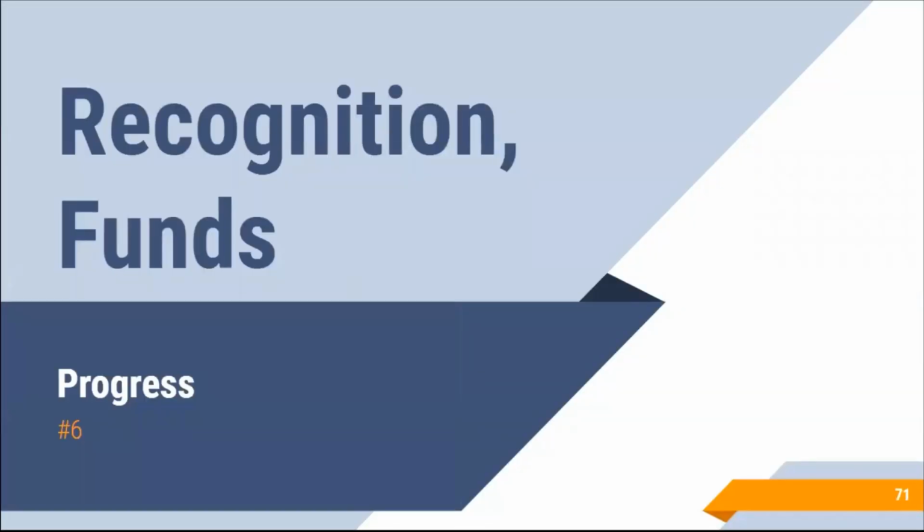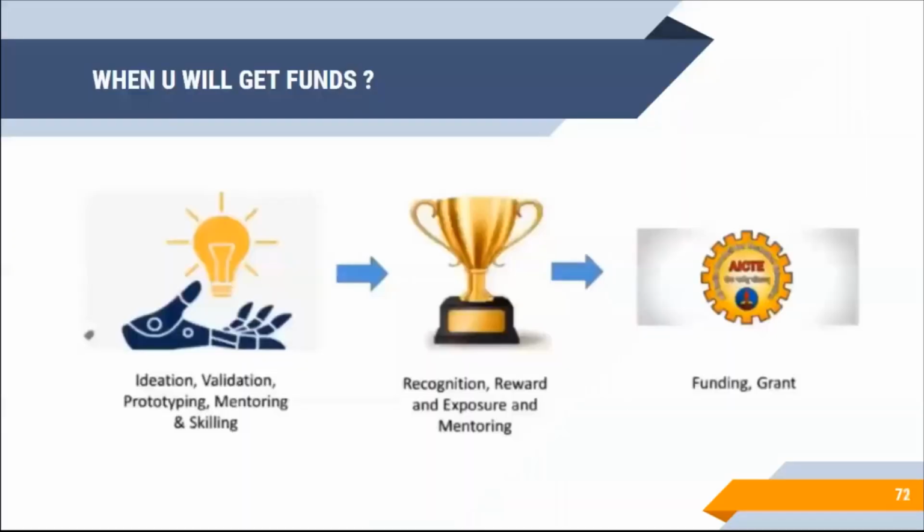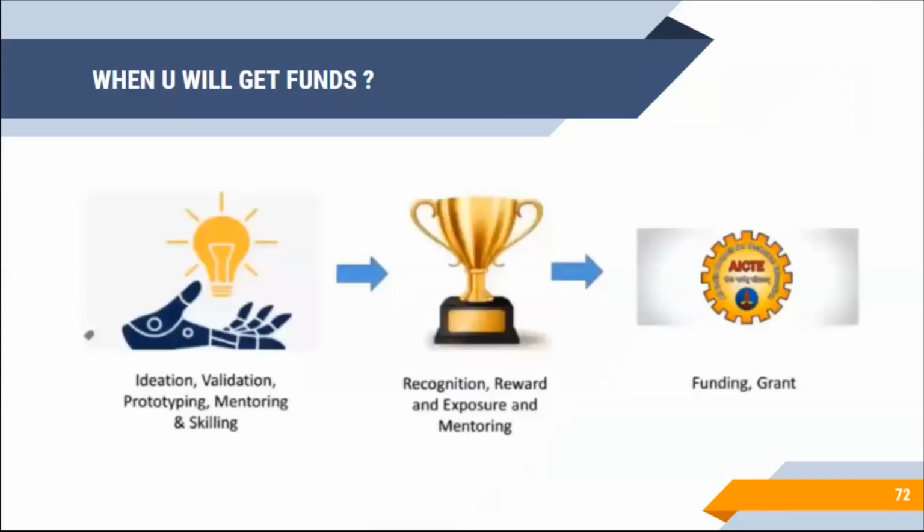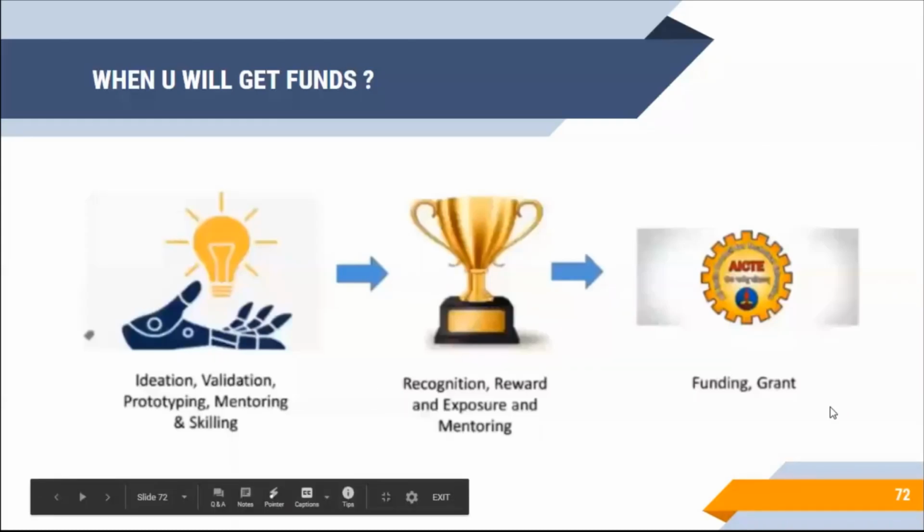Then recognition and funds. Once you are ready with the products, if you are not able to have money to develop it, how to get funds? So the first thing is, I told, ideation. We have to develop a prototype, and after some mentoring and skilling, we have to publish that work in events like hackathons or events conducted by MHRDs or IIC, so that you will go, and if you get a recognition or reward from that, the organization will be ready to give you the funds and grants. Okay, so that is the easiest way to have funds for your projects.